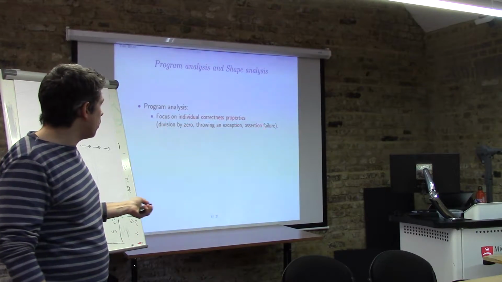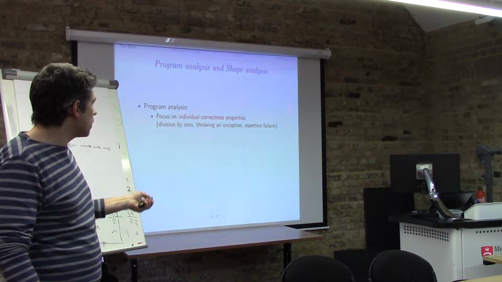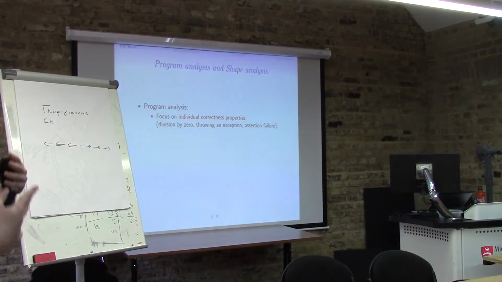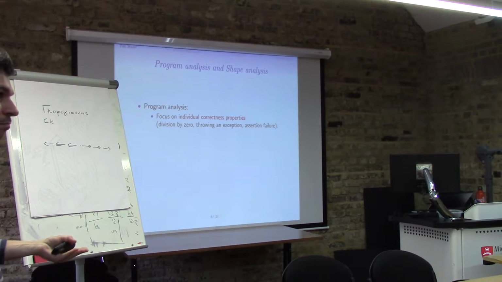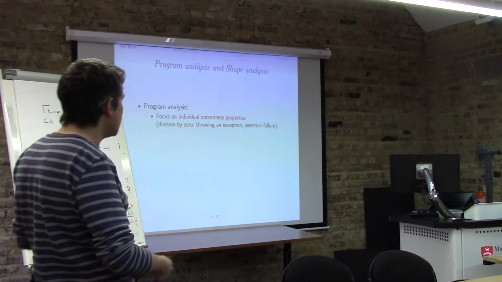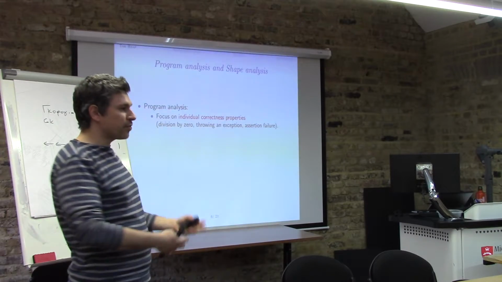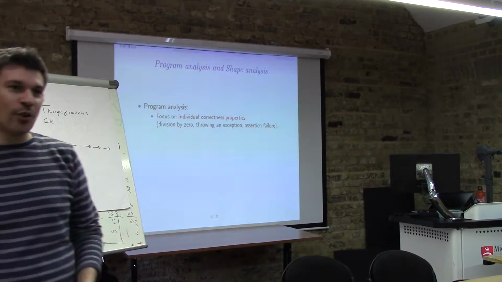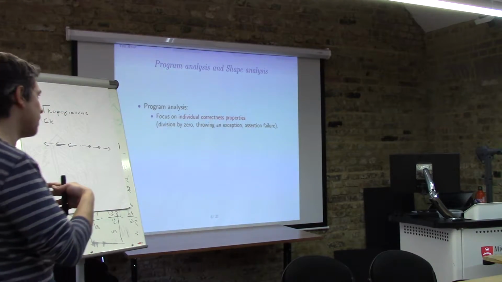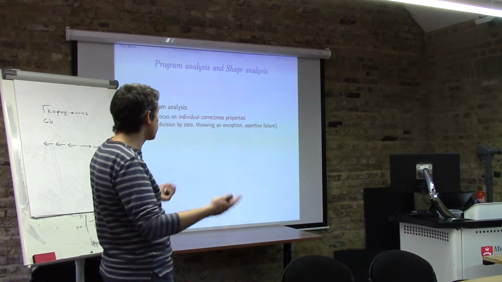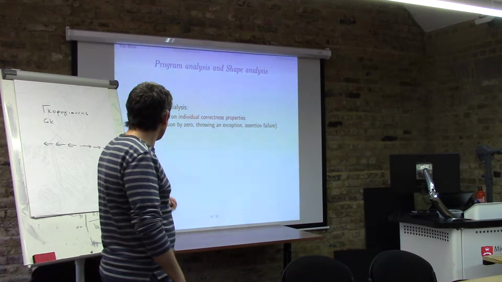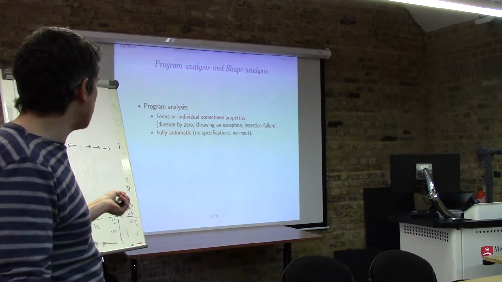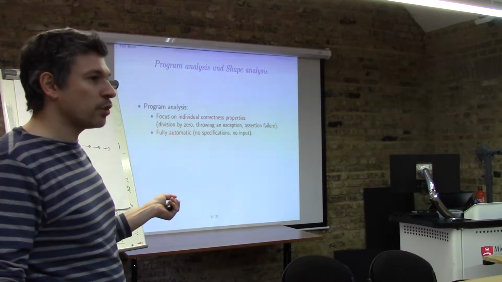These are examples of other properties: throwing an exception, assertion failure. They're not necessarily theoretically easier, because you can usually produce some program transformation that turns one property into the other, for any pair of these. So it doesn't make the theoretical problem easier, though it might do so practically. But whilst we have made it a bit easier, we are going to make it harder by requiring that it's fully automatic.